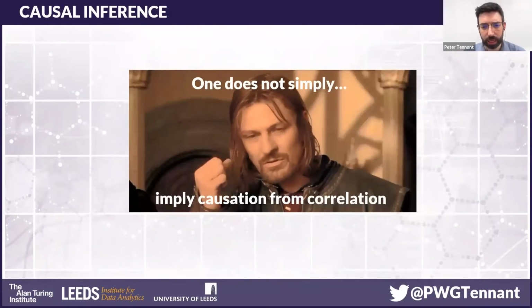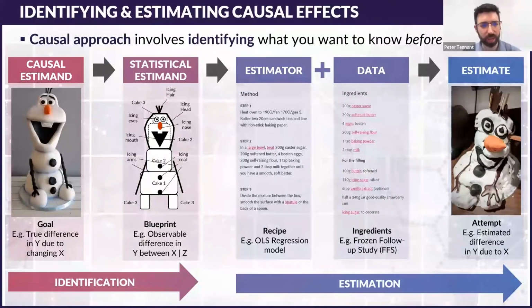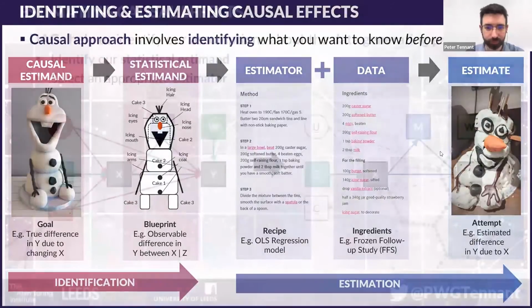And ideally, more importantly, we learned that one follows the contemporary causal inference approach: first, defining what it is that we want to estimate, our causal estimand, then through this process of identification, finding a blueprint in order to estimate that. That's our statistical estimand, which we can then use to construct an estimator, or our recipe, which we apply to some data in order to produce the magnificent estimate on the right there.